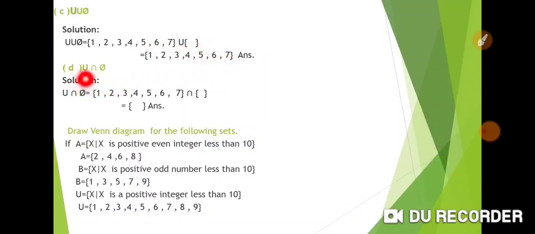Next is universal set intersection null set. Here we write down the universal set intersection null set, and as we don't have any element common here, the answer will be the null set.